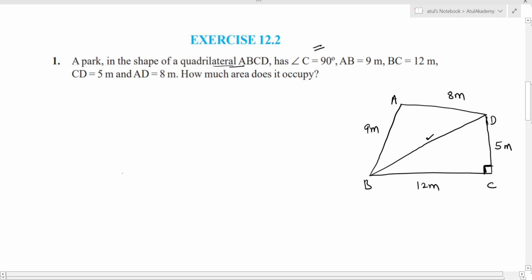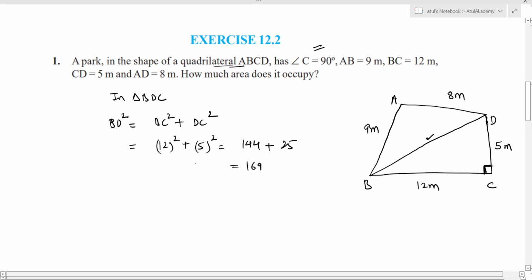Okay, now let us see. First, I need BD, so let us calculate BD. In triangle BDC, you know that BD square is equal to BC square plus DC square. That's using Pythagoras theorem. So BC is 12 square, DC is 5 square. So what will I get? 12 square is 144, 5 square is 25, which is 169. So that's BD square. So what will be BD then? Square root of 169, which is 13 meter. So I got my BD as 13 meter.